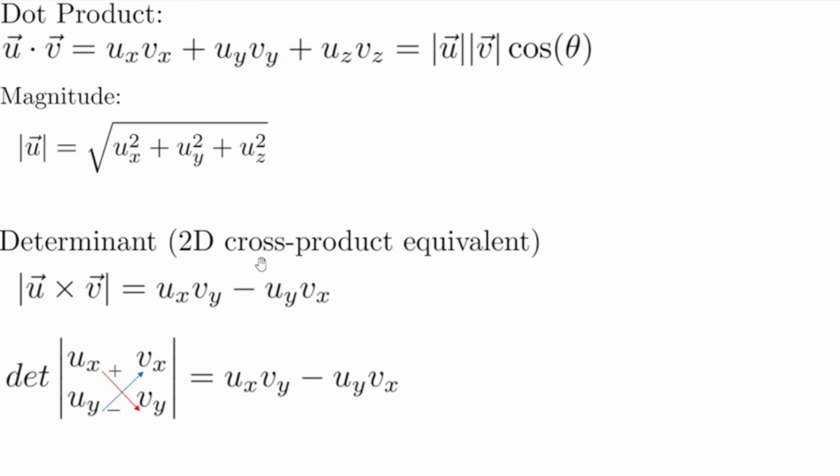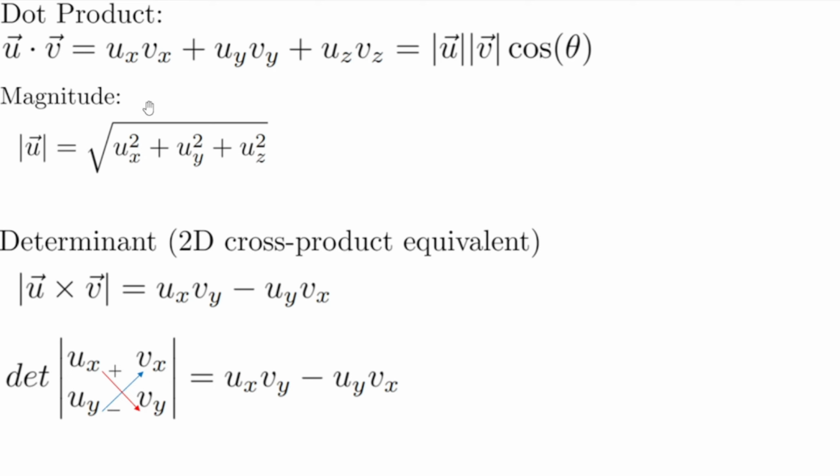Determinant or cross product: u cross v is equal to ux vy minus uy vx, as you see here. It's like the determinant of a matrix: ux times vy minus, always you have plus going down and minus going up, minus uy times vx.